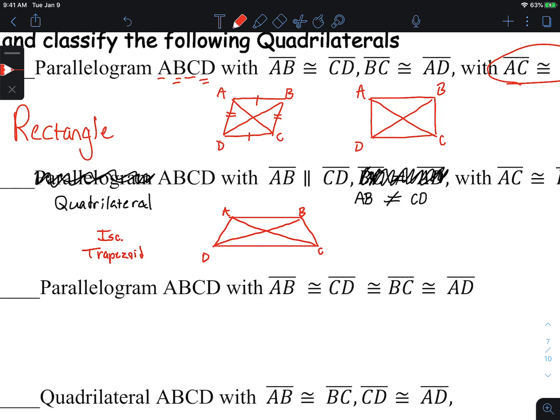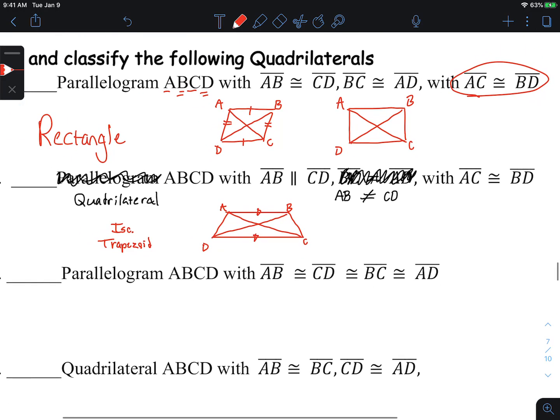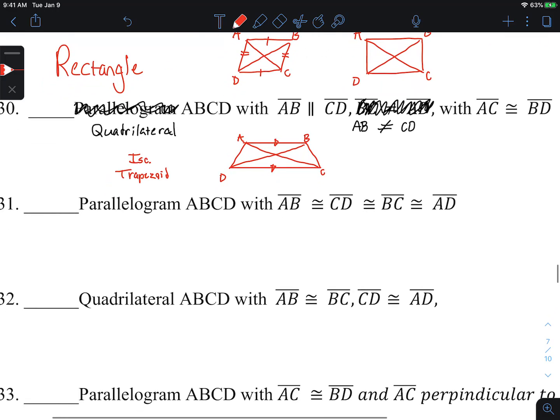So you have AB is parallel to CD. That still matches up. They are not congruent right here. So AB is not congruent to CD. And then AC, the diagonal, matches with the other diagonal BD. Okay. Next, moving along here, this one's pretty simple.